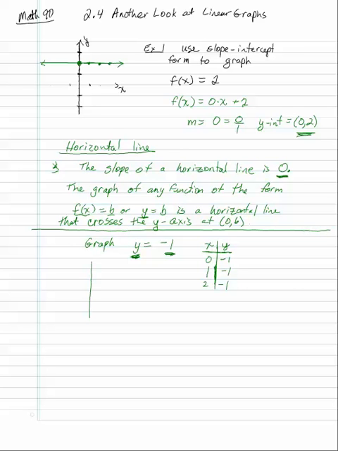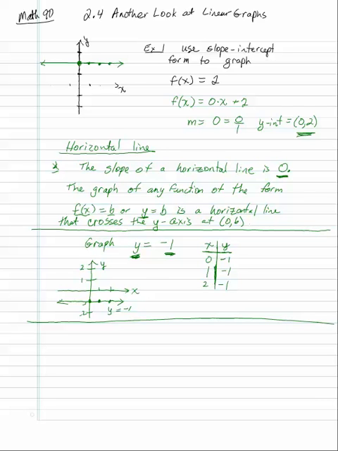Then when you go to graph that, (0, negative 1), (1, negative 1), (2, negative 1), you quickly see that, oh yeah, that's a horizontal line. And I can draw the line through it. And there you go. So again, if you have y equals just a number, an equation with no x in it, it's going to become a horizontal line.